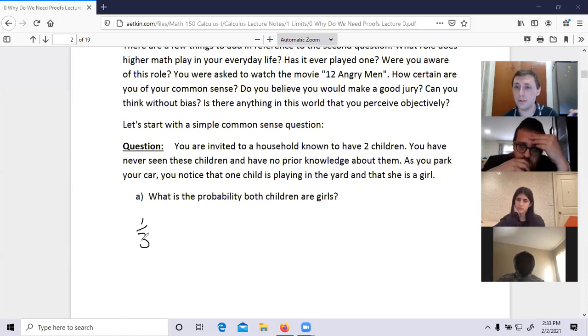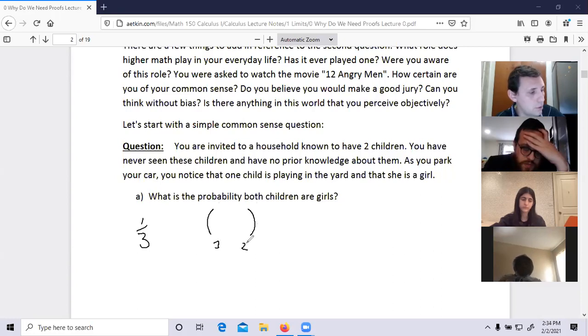The probability is 1/3. Now, why is that 1/3? Because you are either observing the oldest child or the youngest child. When you do probability or combinatorics, you are looking at possible universes. We have two children here, and what are the possible universes? One represents oldest, two represents youngest. So maybe I am seeing the oldest girl, and I don't see the younger child, so maybe the younger child is also a girl. That's the desired outcome, both are girls. Or maybe I'm seeing that the oldest is a girl, but the youngest is a boy. I don't know that. That could be this universe.